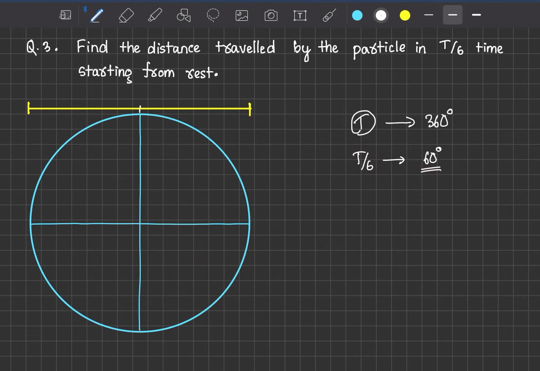So let's mark that point. So it started from here, it came and it ended somewhere here after t by 6 time, and let's say this angle is 60 degree. In that case, again our amplitude will be A. So if this angle is 60, its horizontal component we got A cos 60, which is A by 2. That means the distance travelled by the particle will be half of the amplitude of SHM.